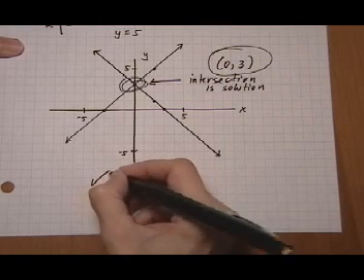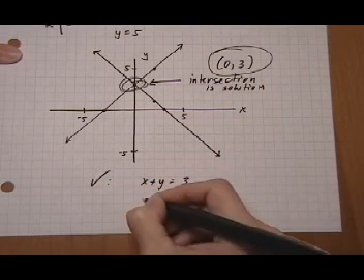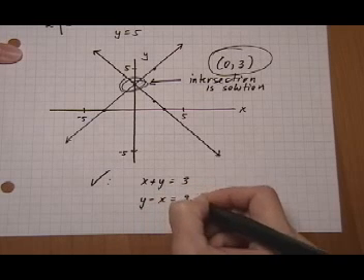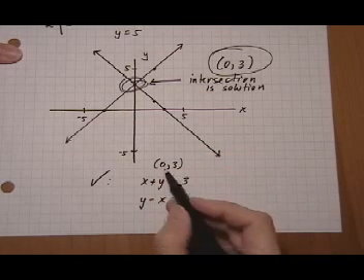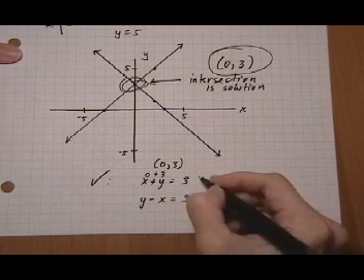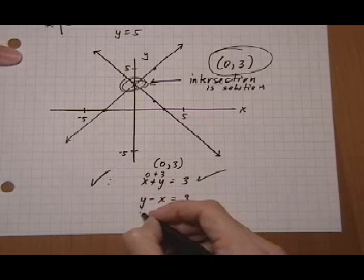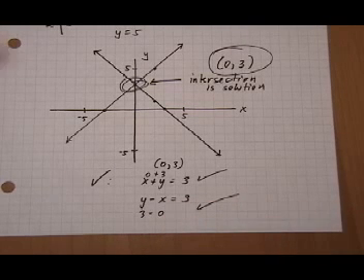Now let's do a quick check. x plus y equals 3, and y minus x equals 3. Take the original equations, put your point into each one. It has to be a solution to both of them. So 0 plus 3, does it equal 3? Yes. And then 3 minus 0, does it equal 3? Yes. That means it's a correct solution.